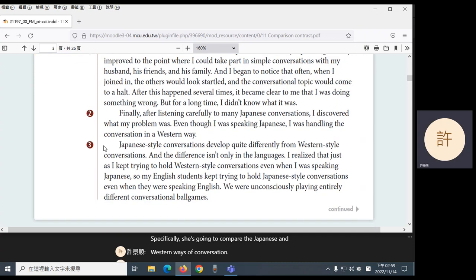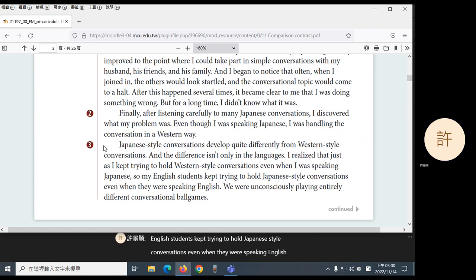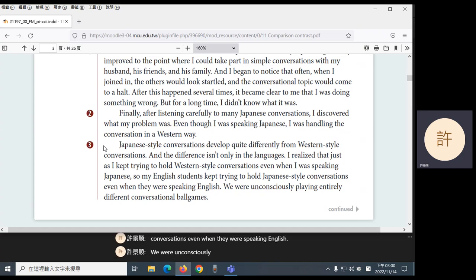Japanese style conversations develop quite differently from Western style conversations. And the difference isn't only in the languages. I realized that just as I kept trying to hold Western style conversations, even when I was speaking Japanese, so my English students kept trying to hold Japanese style conversations even when they were speaking English. We were unconsciously playing entirely different conversational ball games.